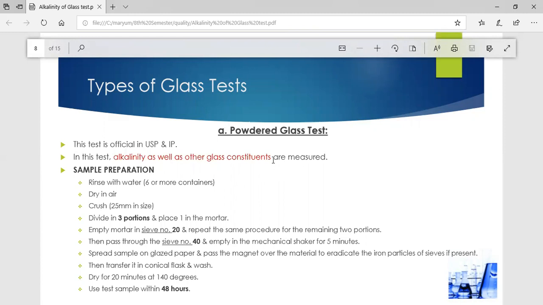It has a very simple preparation process. We have to crush the glass, then make sure that the size of the powder glass is uniform, and then perform a titration procedure and autoclave it. This is just the procedure step by step. I will tell you about this. So, sample preparation: how we will prepare the sample. First of all, we have to rinse with water, at least 6 or more containers.